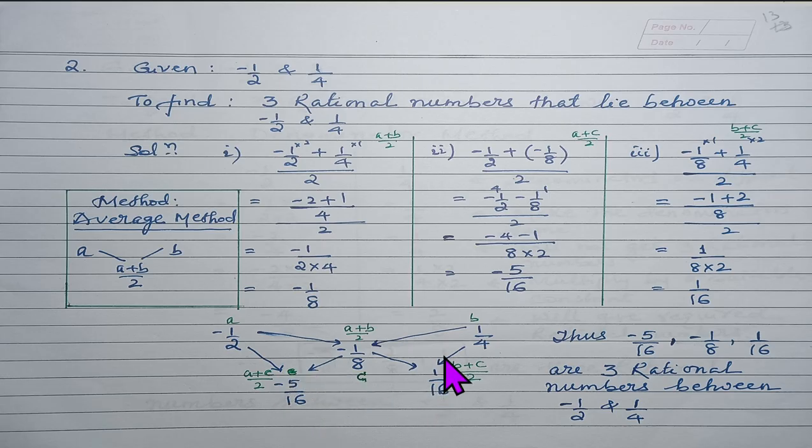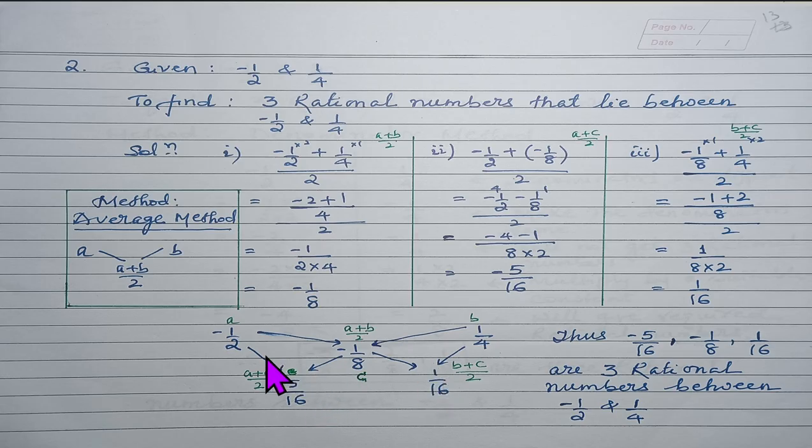Now we want one more, so I will take C and B. So add B and C. Add B, that is 1 by 4, and C, that is minus 1 by 8. So I have added minus 1 by 8 plus 1 by 4 divided by 2. By simplification, I got 1 by 16. So we have got the third rational number.